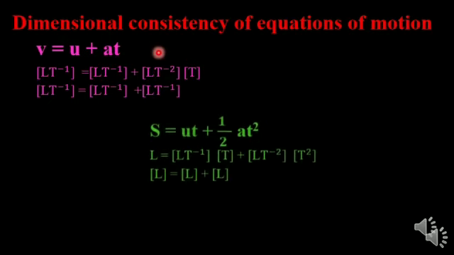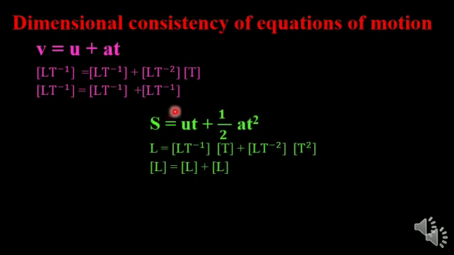The second equation of motion is s equals ut plus half at square. The above equation in terms of dimensions is L equals L T to the power of minus 1 into T plus L T to the power of minus 2 into T square, which is L equals L plus L. Here each term in the equation is L, so each term is same. Hence, the second equation of motion is dimensionally correct.